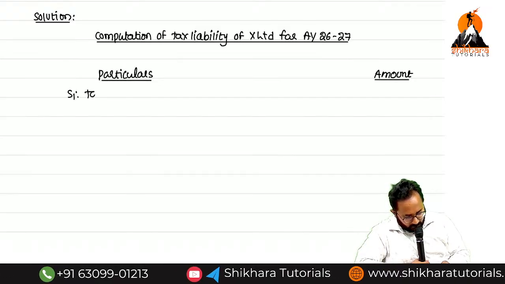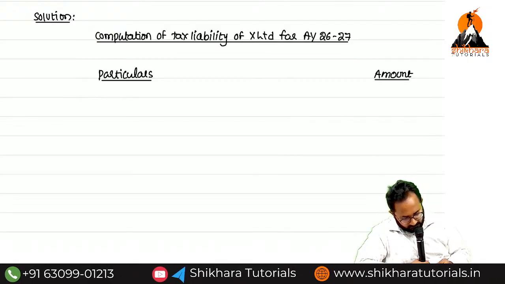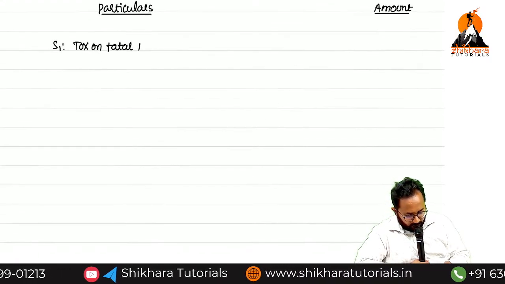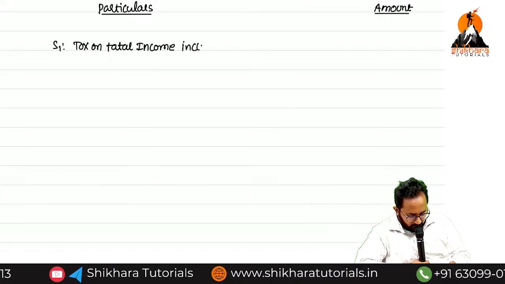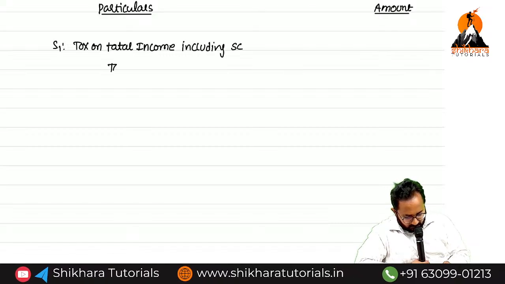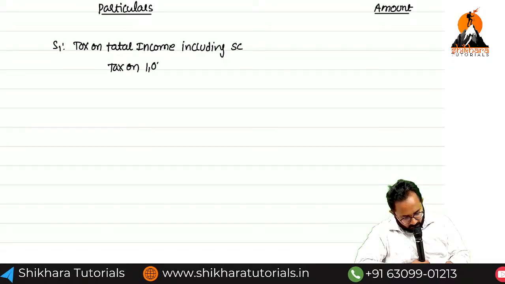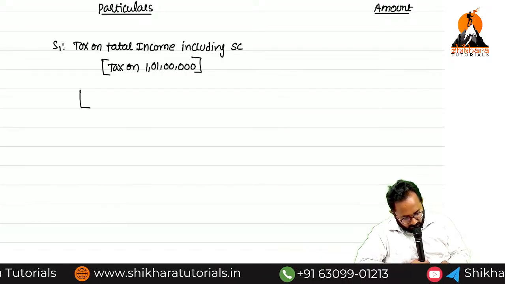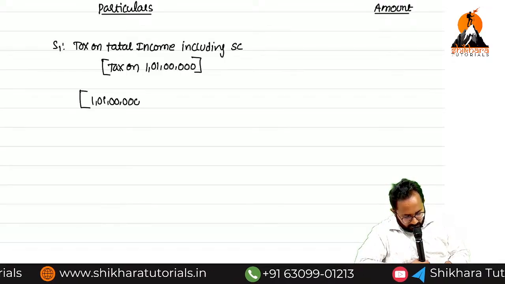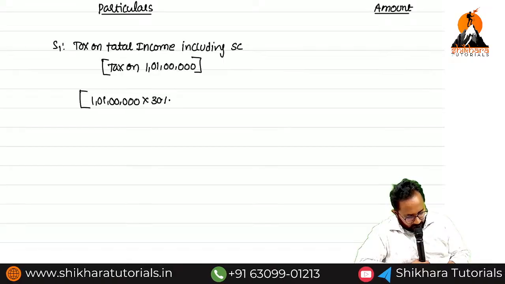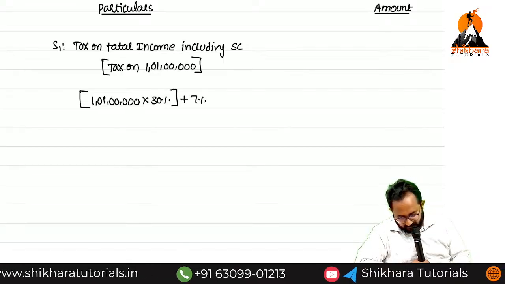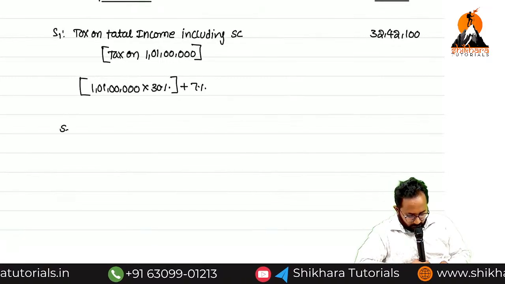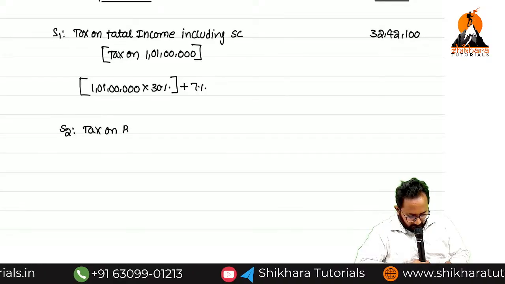Step 1. Tax on total income including surcharge. So that means here we have to calculate tax on 1 crore 1 lakh, right? Simply 1 crore 1 lakh into 30%. For this we have to add surcharge at 7%, resulting in 32,42,100.